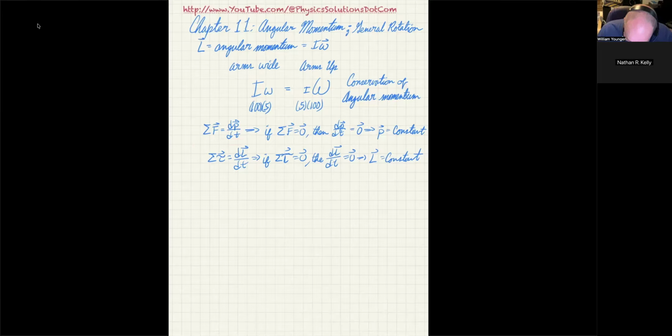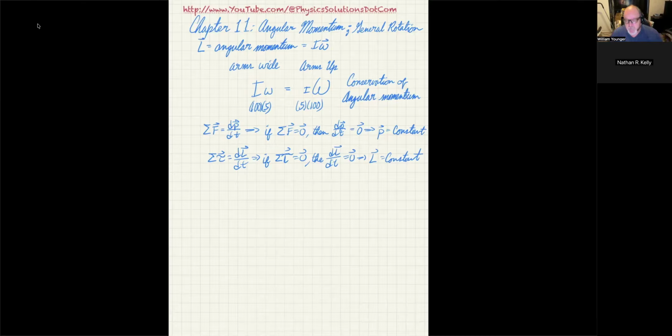If, however, the net external force acting on the system is zero, then this being zero means this has to be zero. So I get dp/dt is equal to zero. And the only way a derivative is equal to zero is if that momentum, the quantity that's being differentiated with respect to time, must be a constant in time. So that is where we get conservation of linear momentum. P is equal to a constant because the net external force is zero.